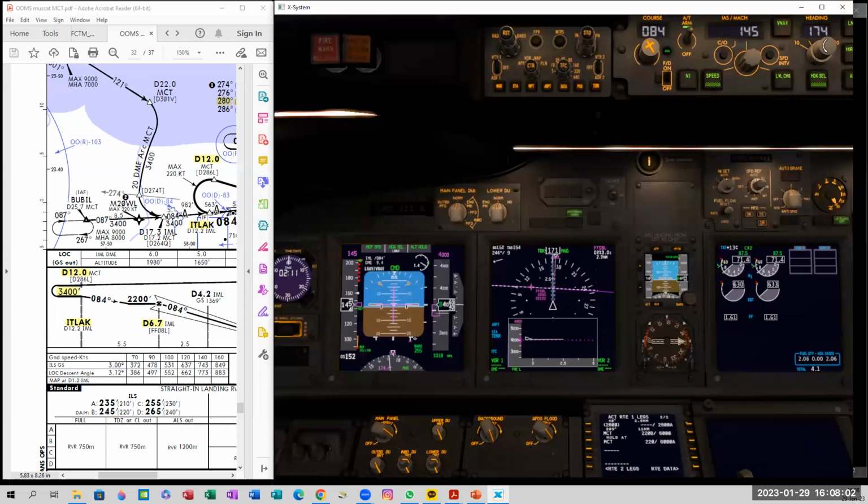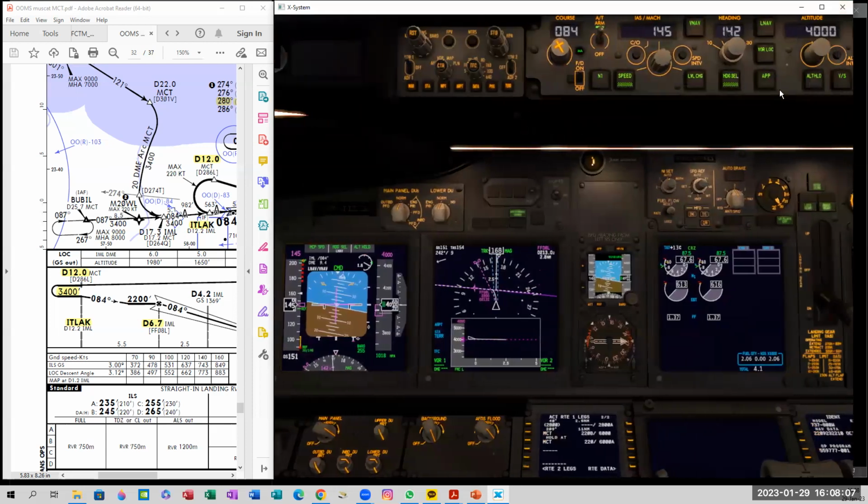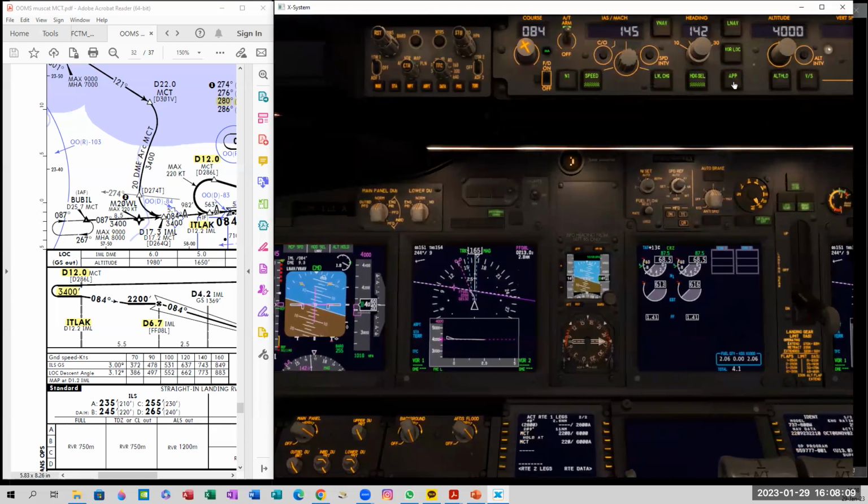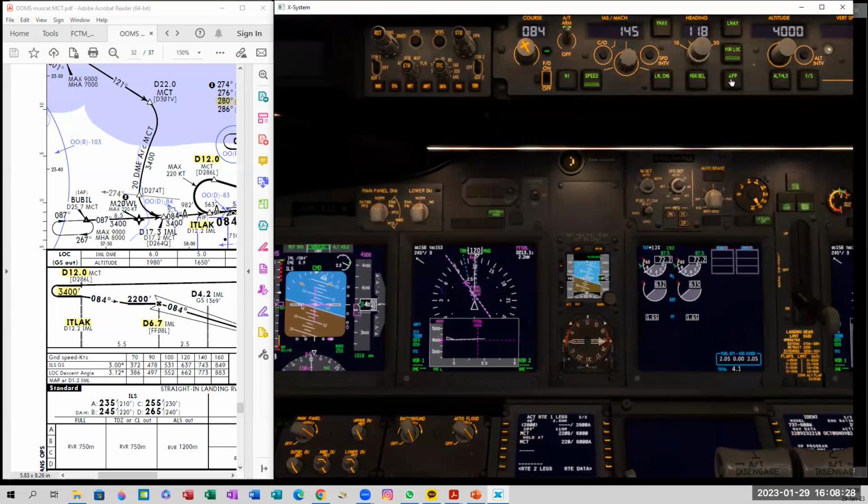So let's say we're given the turn to intercept the localizer. So we're cleared to intercept the localizer. So we will select loc. We haven't been cleared for the approach yet. They're on the localizer. We're cleared for the approach. We'll arm approach. We're well above the glide slope.